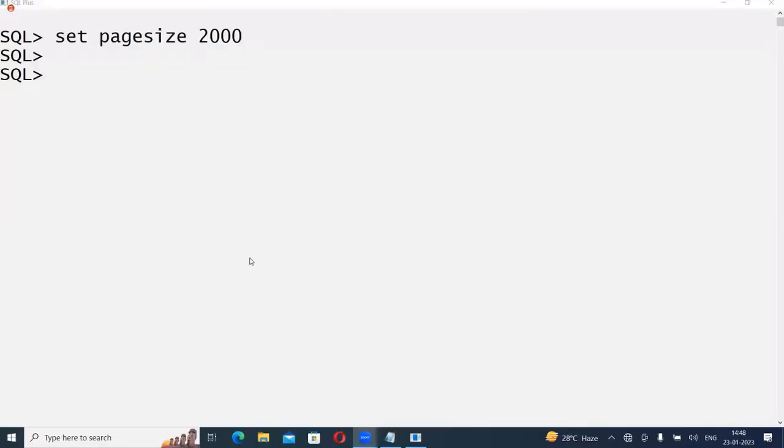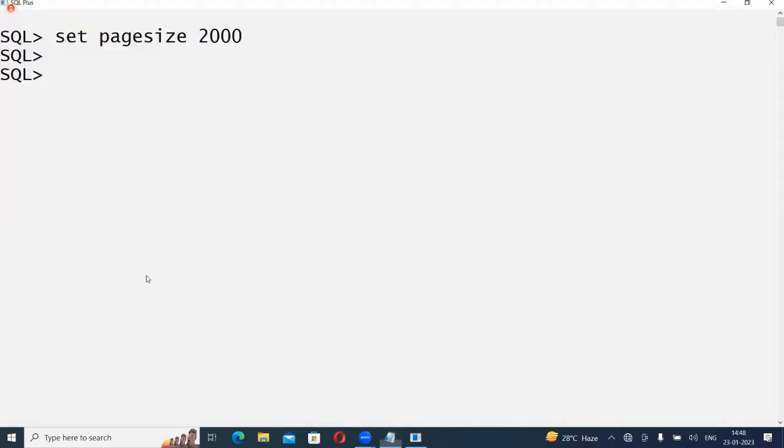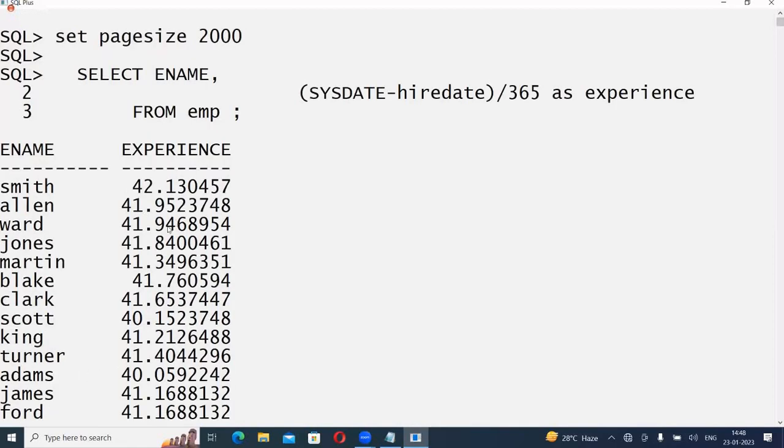Now execute this query. What does this query give? Experience. But what is the experience? 42 point something. It is showing like this because you are dividing with 365, so you are getting the decimal part. But I don't want to show this decimal. I want to round this value to the integer. I want to round this to 42. Here also I want to round this to 41. 41.9, I want to round it to 41. Here also 41, 41, 41, 41, 40.